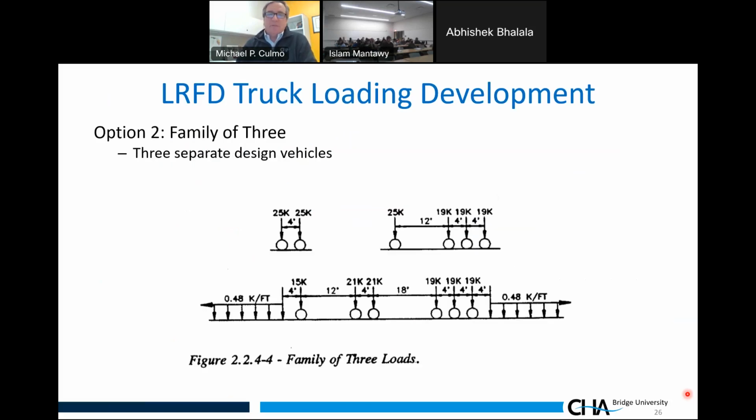Second option was called the family of three different design vehicles. The first one, in the upper left, two 25 kip axles 4 feet apart, actually had been in the code since the 40s. It's a tank. It's an army tank. That's what that's supposed to mimic. The second one is your typical dump truck or concrete truck driving down the road. And the one on the bottom is your heavy semi-trailer with cars and trucks in front of it and behind it. So this was recommended by the researchers as another option.